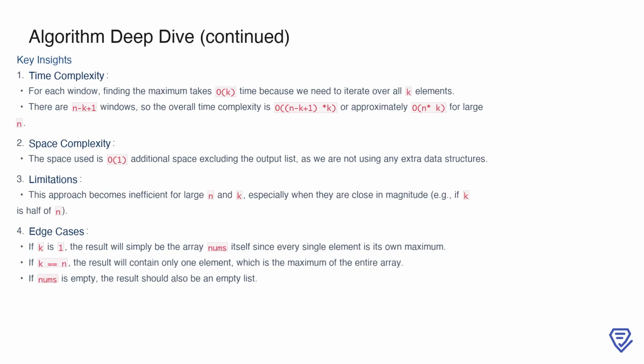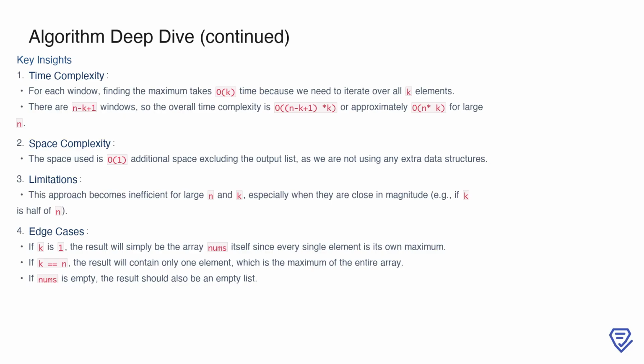For large arrays, this simplifies to approximately O(n * k), which can be prohibitively slow if both n and k are large. The space complexity, on the other hand, is more favorable. We only use O(1) additional space, excluding the output list, as we're not relying on any extra data structures. However, the inefficiency of this algorithm becomes apparent when n and k are close in size. For instance, if k is half of n, the number of calculations grows significantly.